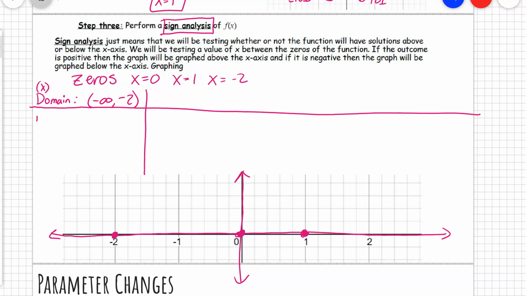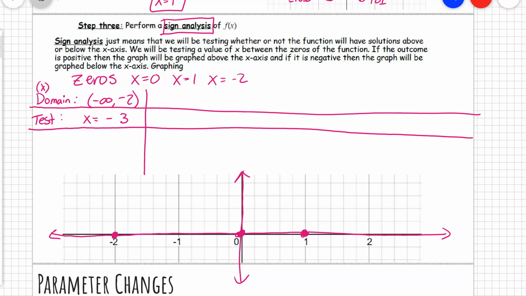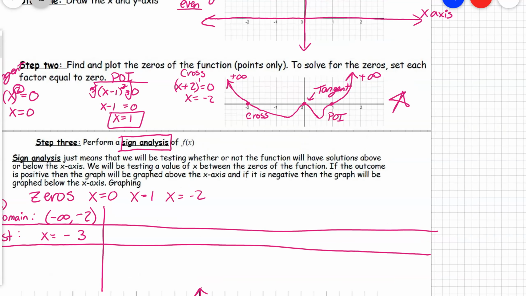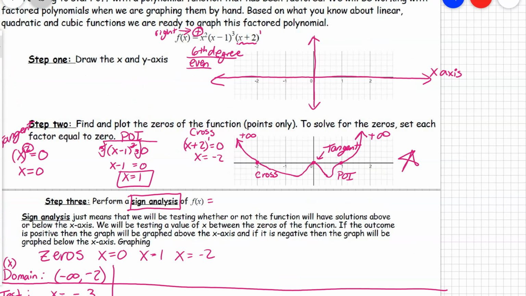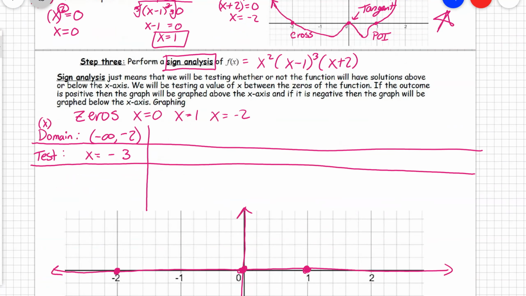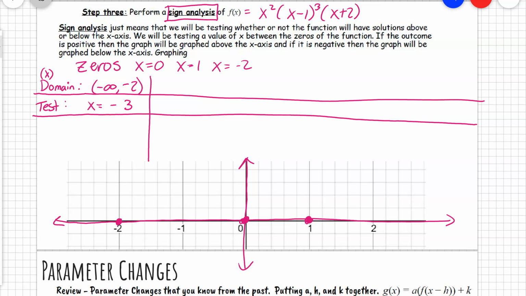So what I'm going to do is test a point in between. So we're testing x equals, let's say, -3. So if I test -3 into my equation, the original equation, which I wish I wrote down so you can see it, is f of x equals x squared, x minus 1 cubed, and x plus 2 to the first power. Okay, so we're looking to see if it's going to be positive or negative.